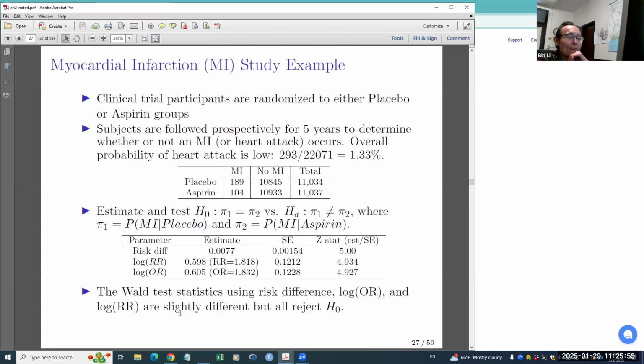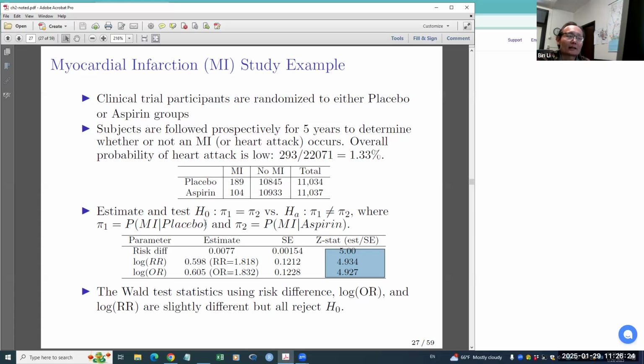So using all three approaches, the conclusion is the same because the z statistic is much higher than the threshold. So that means what? That means there is a significant difference between the placebo group and the treatment group in terms of the heart attack rate, right?